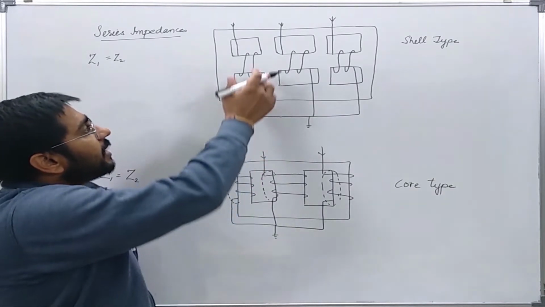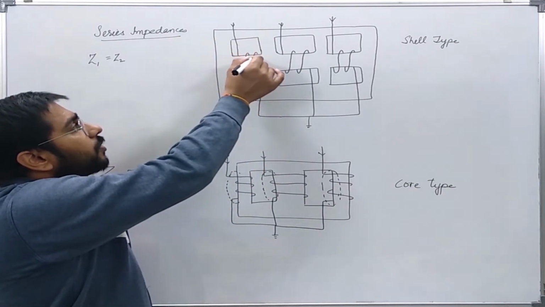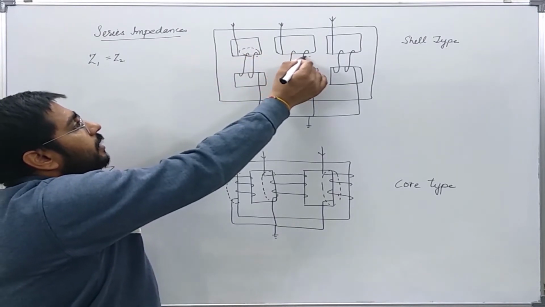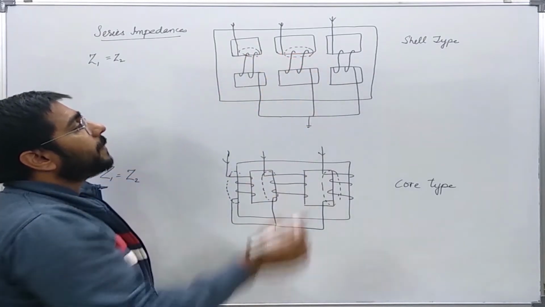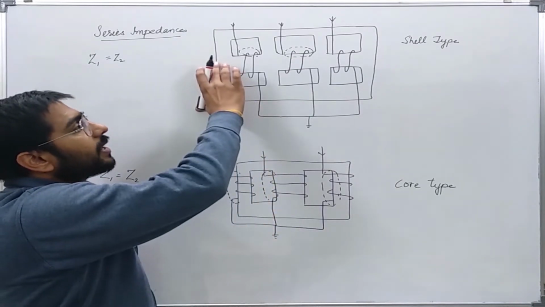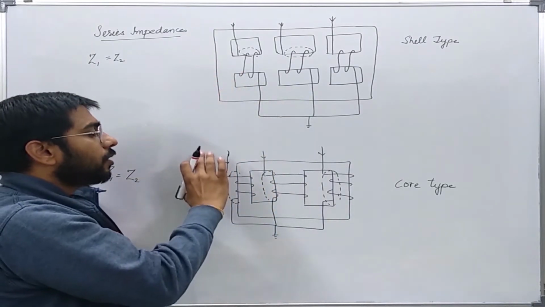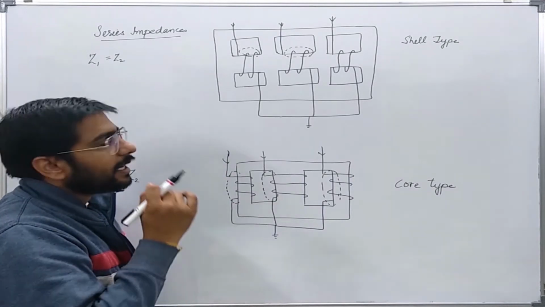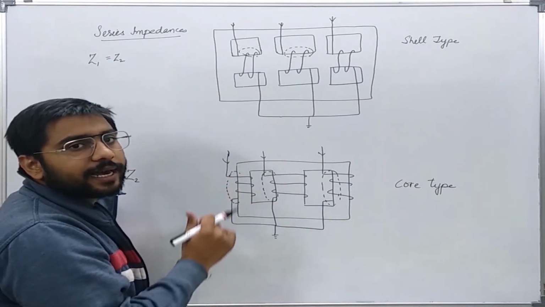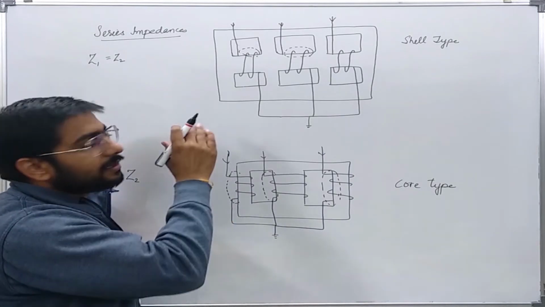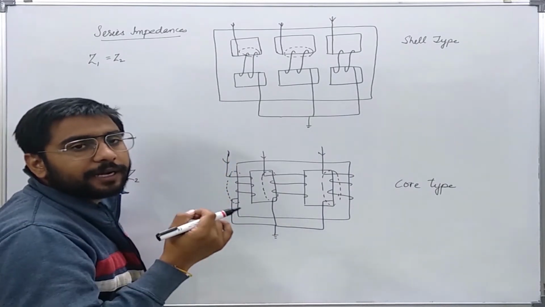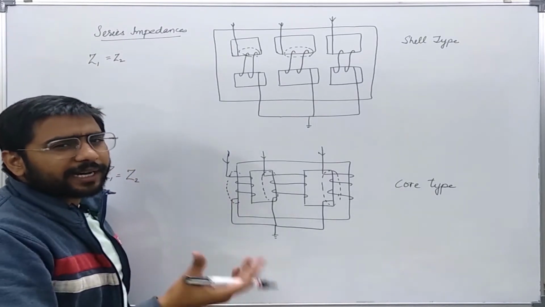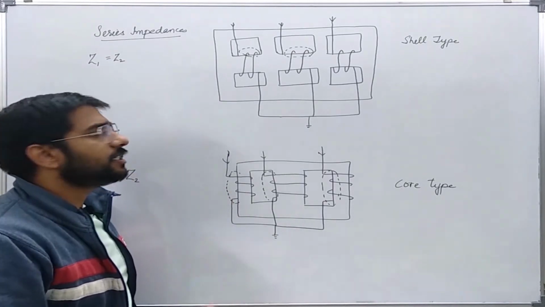Similarly, there can be a leakage path in this transformer also. However, the path into the air is a little lower in the shell type as compared to the core type. So theoretically, the zero sequence impedance or the leakage reactance offered by these kinds of transformer will be a little bit different from the positive and the negative sequence. Practically, the difference is very low and it is negligible.